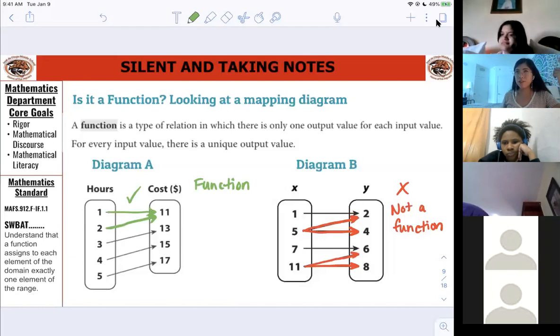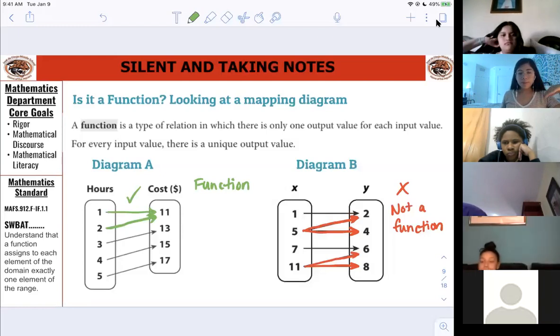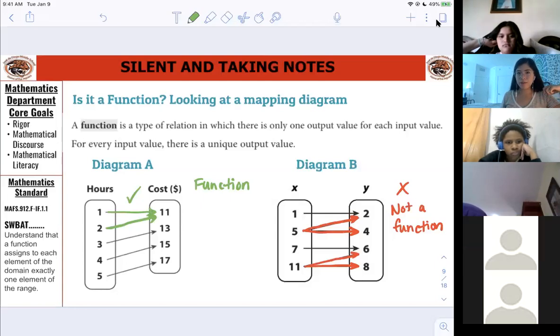So if you're having trouble remembering how to do that, just try and think you can't be in 2 places at once. So the 5, he can't be in 2 places at once. That 11, you can't be in 2 places at once. That's bad. That's not a function. And so just like before, I'm going to have you guys try one on your own. Do I have any questions before you try the one on your own?